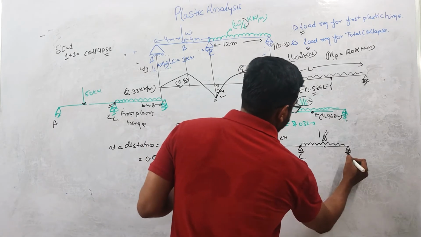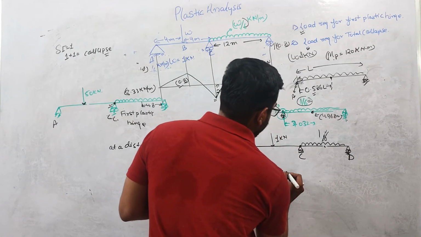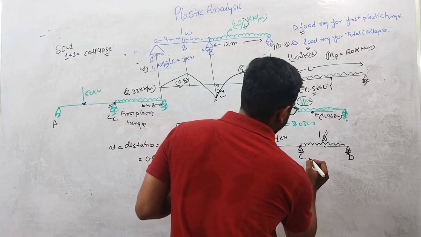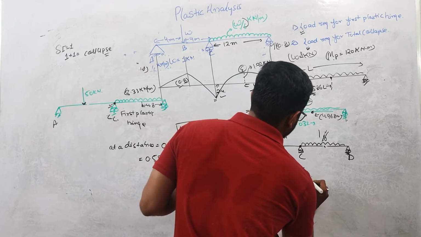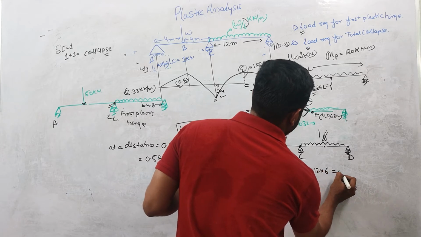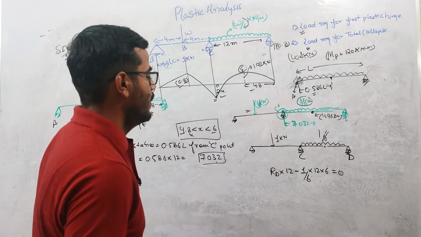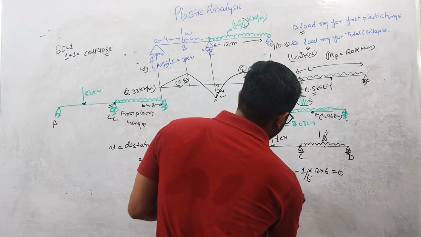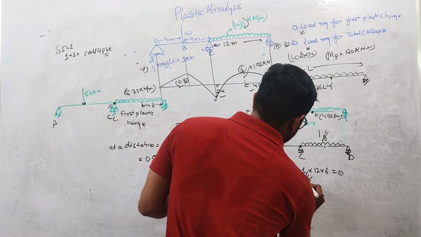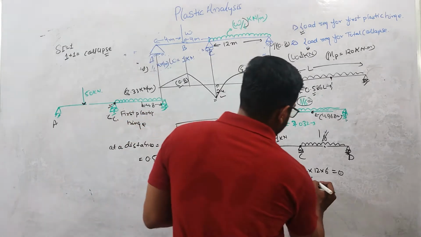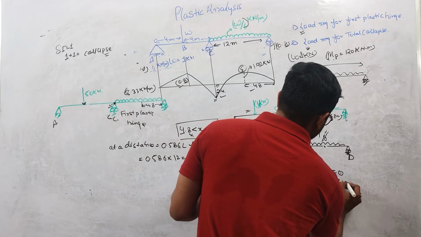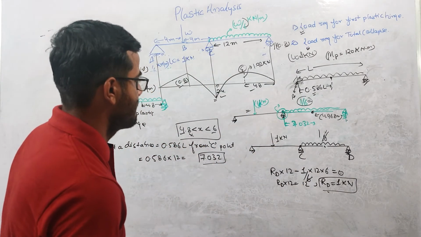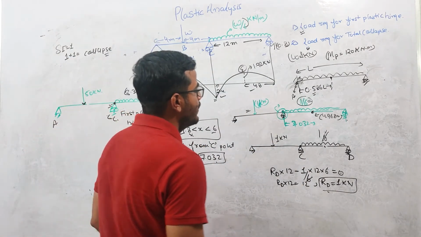I can write, this is R, this is D. I can write RD into 12 minus 1/6 into 12 into 6 equals 0. Moment at this C will be 0, because it cannot provide any extra moment, right? So RD into 12 is equal to 12. So RD will be 1 kilonewton.